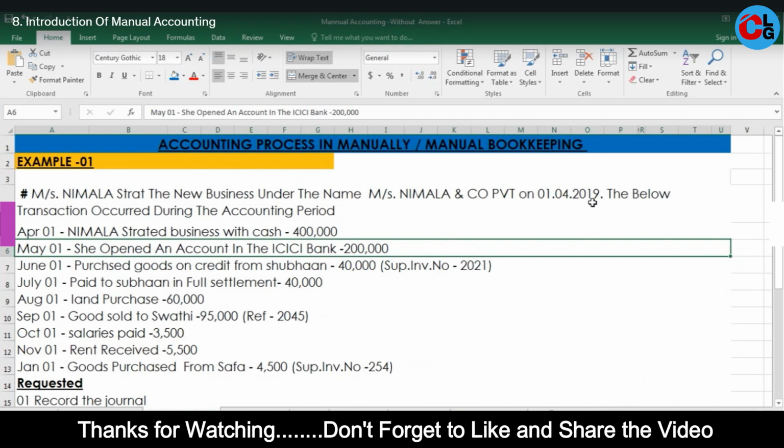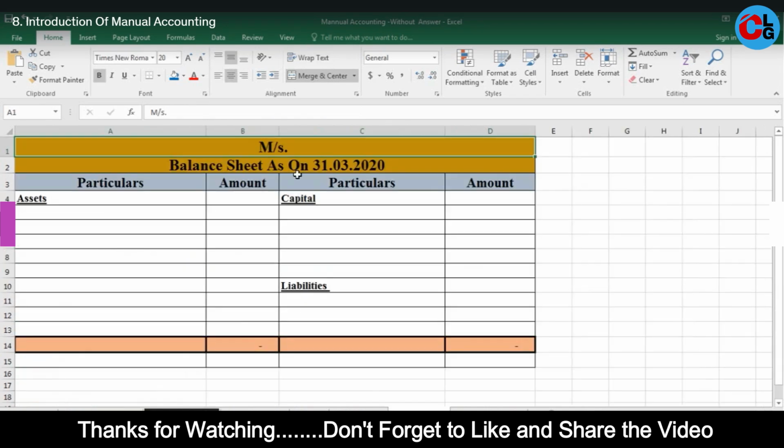So the end is 31st March 2020. Why? Because normally the accounting period is one year. If the company starts on 1st April 2019, 31st March 2020 is the end of the year. So the accounting period is 1/4/2019 to 31st March 2020. That is why I enter that the balance sheet is on 31st March 2020, which means the end date, the end of the year.